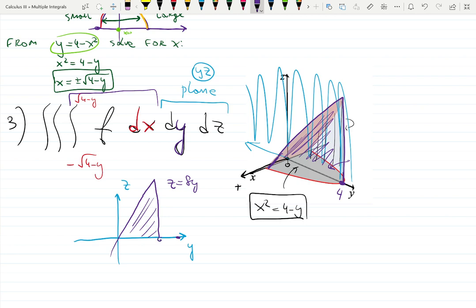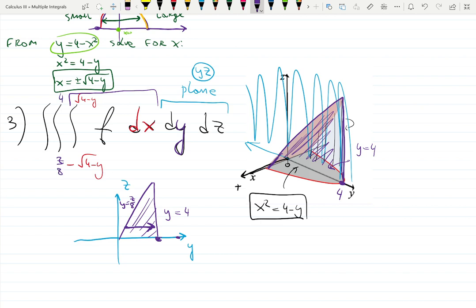So y is going from the function z over 8. Y is going, in this case, from left to right. What is on the left? Y equals z over 8. What is on the right? Y equals 4. Yes, that makes sense. This is the line over here, y equals 4. So it will be from z over 8 to 4 functions.